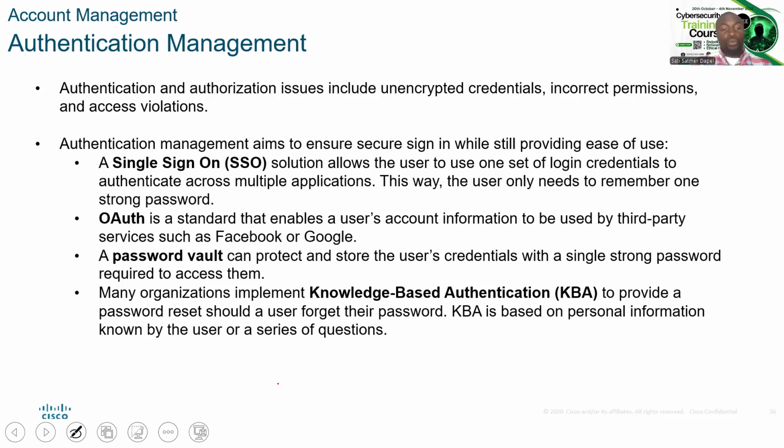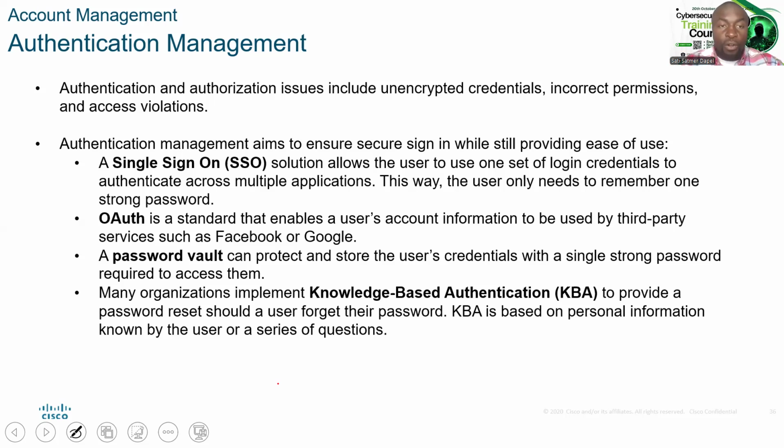Then you have what we call OAuth. It is a standard that enables a user's account information to be used by third-party services such as Facebook or Google. All right? There are certain websites or applications that you want to log in to, and they tell you you can use your Google account to log in, or they tell you you can use your Facebook account to log in. So what they are doing is that Facebook has created an OAuth access login so that third-party applications can synchronize with your Google or Facebook accounts and then use that to authenticate you logging in, right?